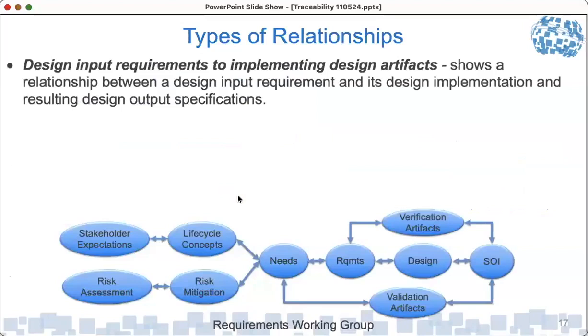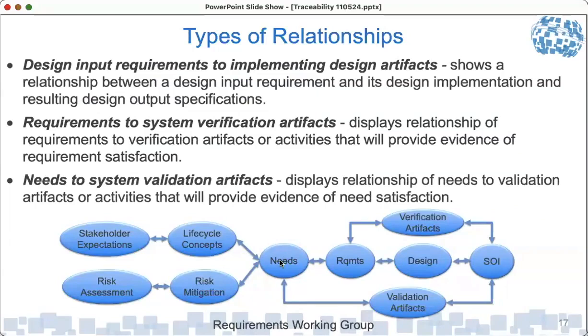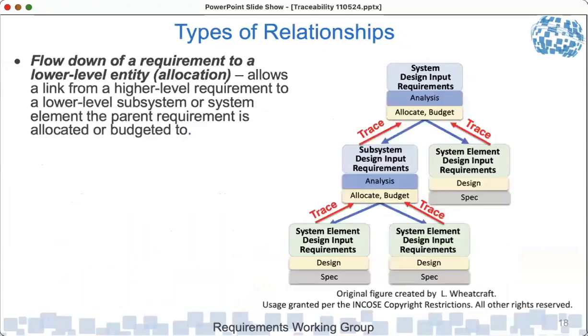So again, the types of relationships: we talk about the design input requirements linking to the implementing design artifacts, the design output specifications. We have requirements traced to the verification artifacts. We have needs traced to the validation artifacts. So a lot of different relationships that we're capturing with traceability. And then a real key relationship is the flow down of a requirement at one level to a lower level part of the architecture, which we refer to as allocation.